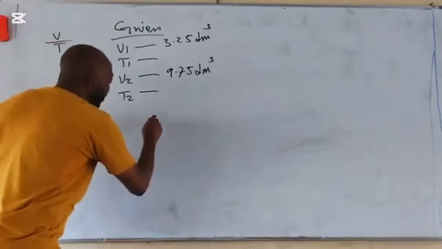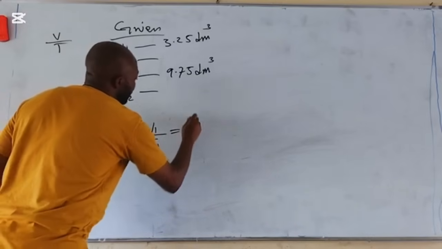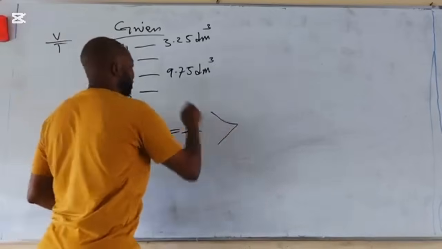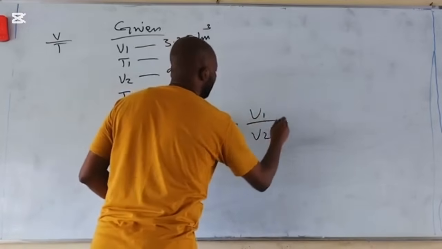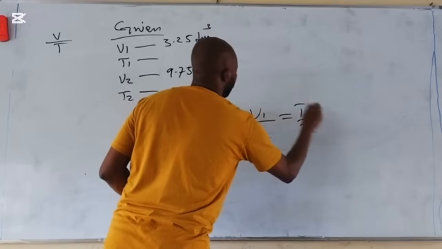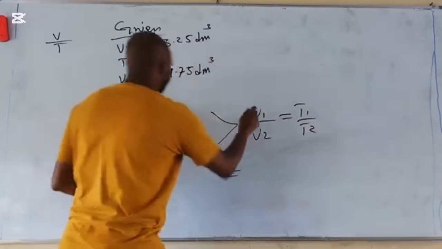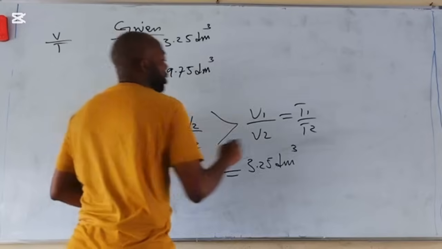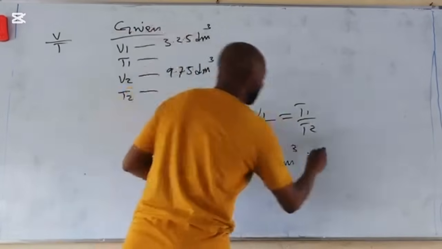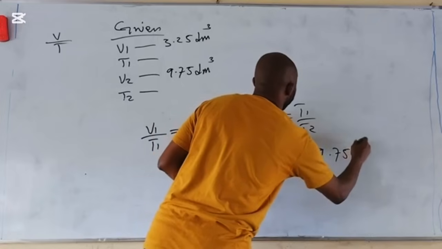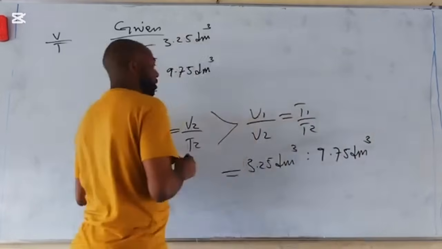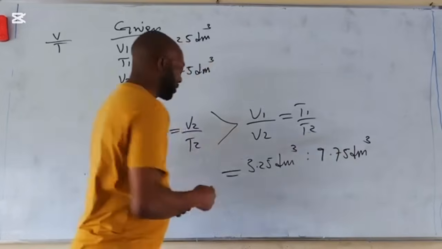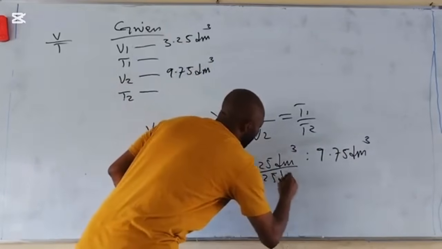We have V1/T1 equals V2/T2. If this is true, that also means V1 over V2 is equal to T1 over T2. V1 is 3.25 dm cube, and the ratio of V2 is 9.75 dm cube. Remember, that is equal to this over this. According to ratio, we divide by the smallest, so this is over 3.25 dm cube.